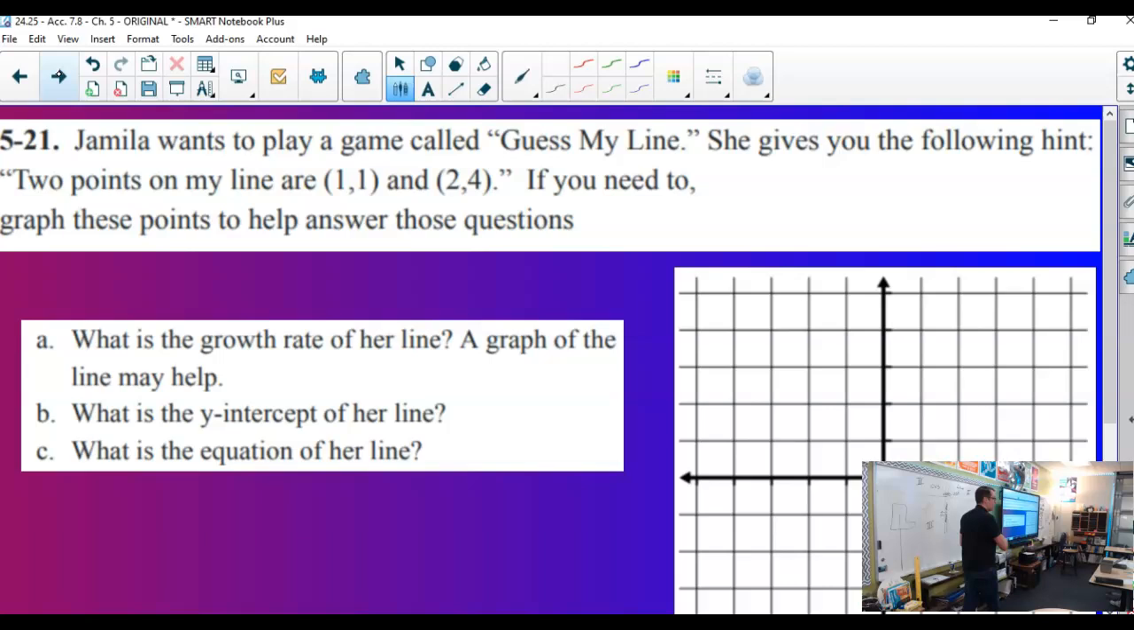So, anyone want to talk me through this? Because this one was kind of tricky. If you didn't think it was tricky, good for you. Yeah, this one's kind of tricky, right?